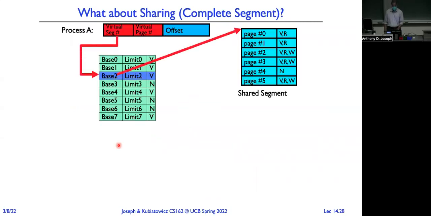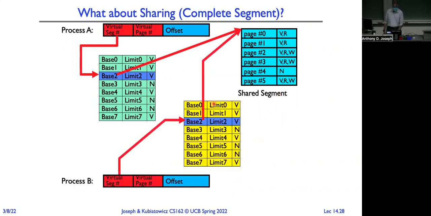Now, how can we do sharing? Well, we can share now at the level of a complete segment. So we just simply point to a page table representing the shared segment, like our shared code. Now, if we have another process B, it's just simply going to point to that same segment. It's going to have its segment point to that same shared segment page table. And now we have the same data that's visible in both programs.